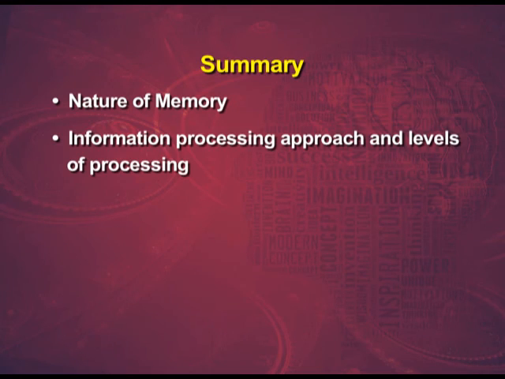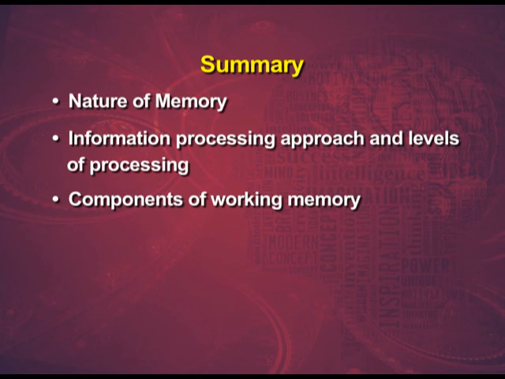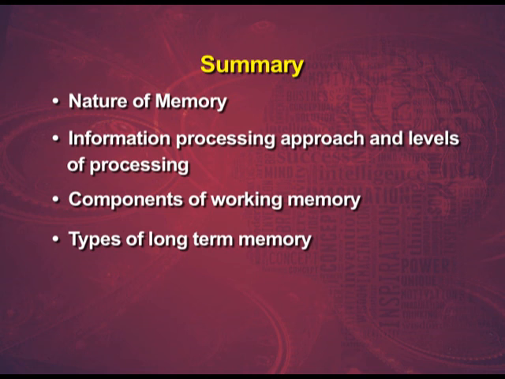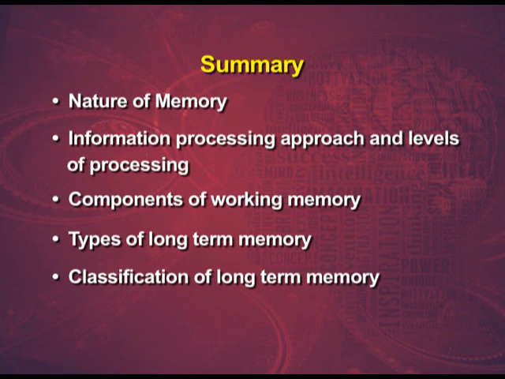With this, we end the first part of the chapter, Human Memory. We first learnt about nature of memory, information processing approach and levels of processing. We then proceeded to learn about components of working memory. This was followed by types of long-term memory and classification of long-term memory as flashbulb memories, autobiographical memories and implicit memories. Thank you.